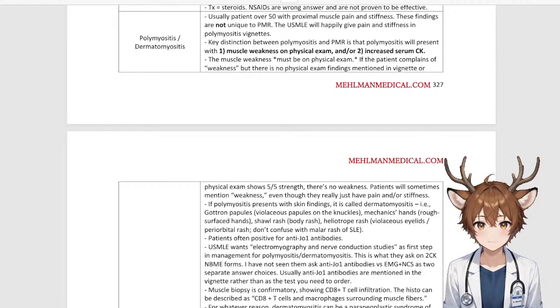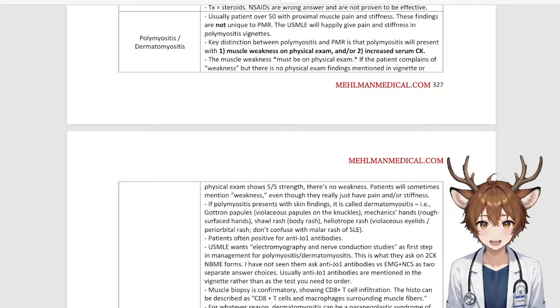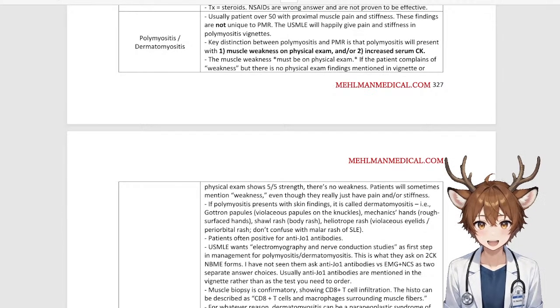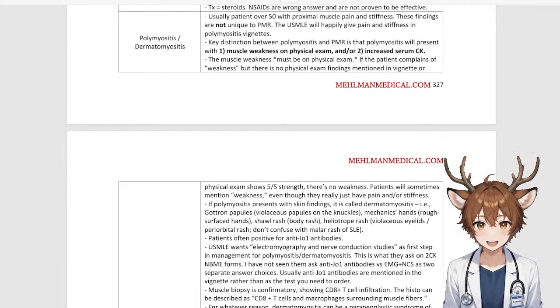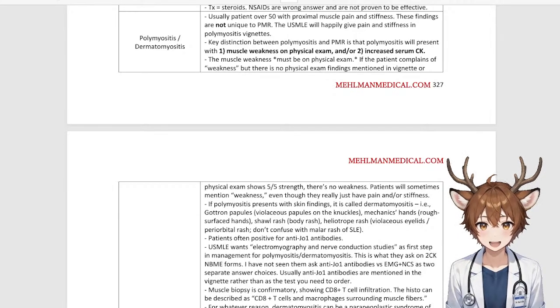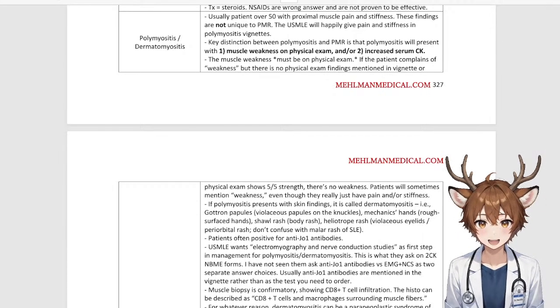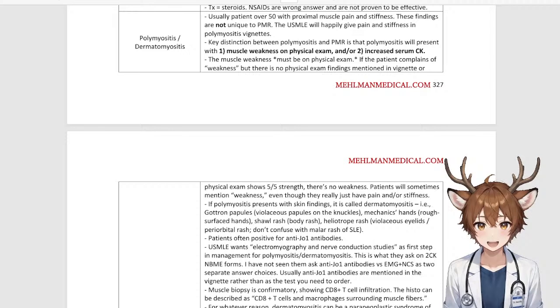Polymyositis, dermatomyositis. Usually a patient over the age of 50 with proximal muscle pain and stiffness. These findings are not unique to PMR, but they can also be found in these conditions of polymyositis and dermatomyositis as well. The USMLE will happily give pain and stiffness in polymyositis vignettes.